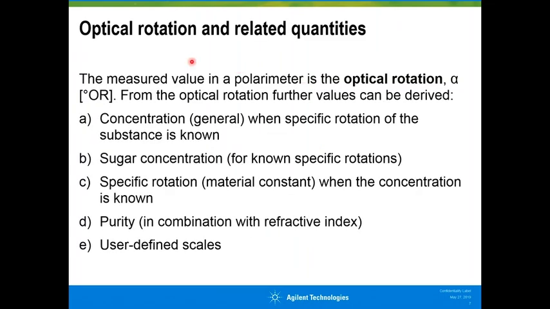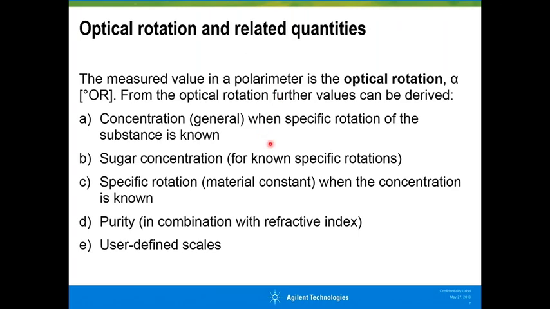Now, what information can you get from a polarimeter? The measured value in a polarimeter is called optical rotation, and it is measured as an angle, alpha degrees of optical rotation. From this angle, we can find out the concentration of a sample, maybe an unknown concentration in a sample where we know the specific rotation of the substance, sugar.